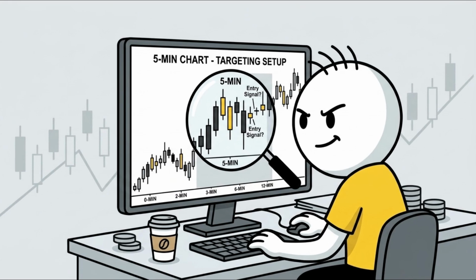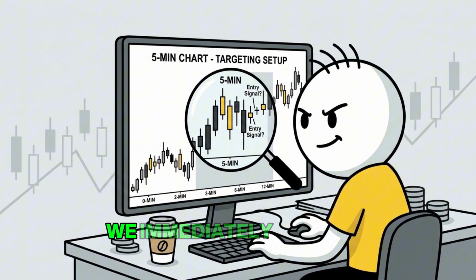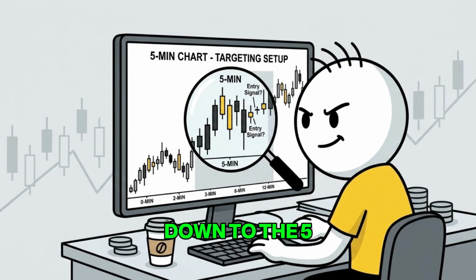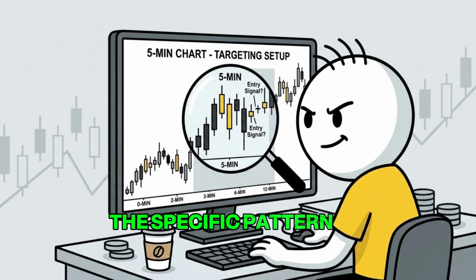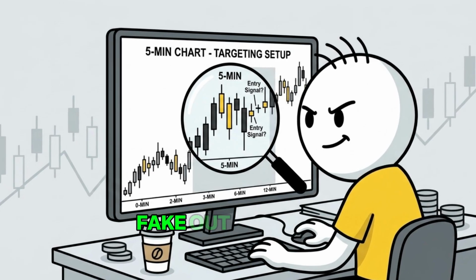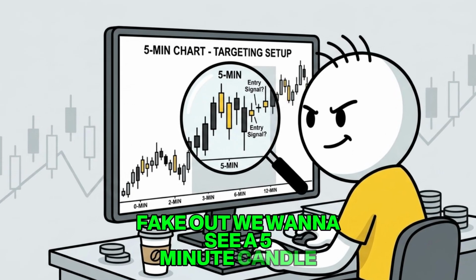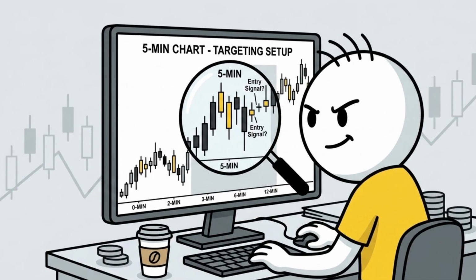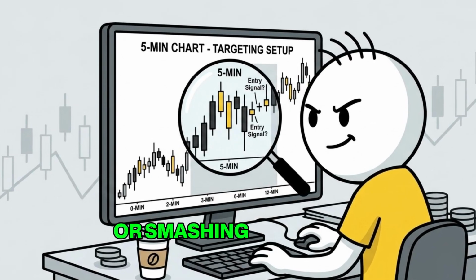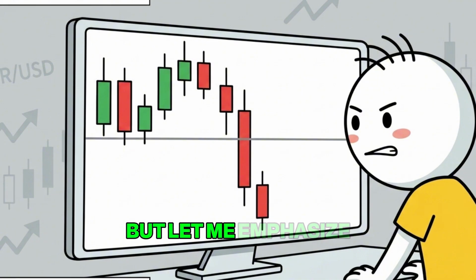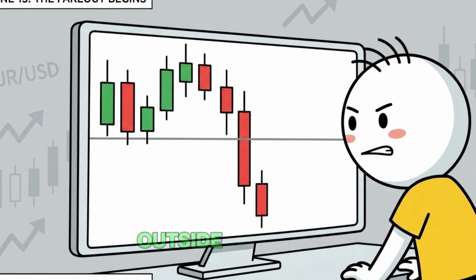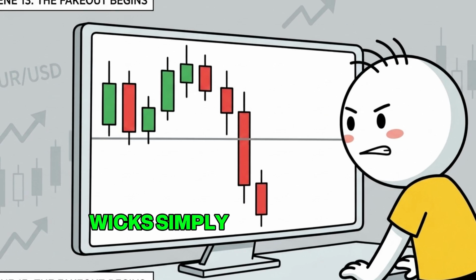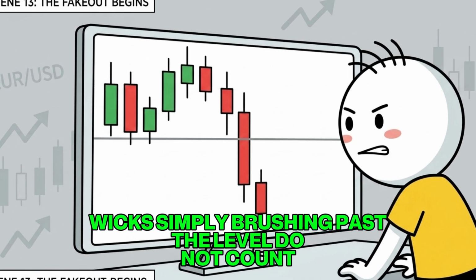Step 2. Once our macro boundaries are set, we immediately drop all the way down to the 5-minute time frame to hunt for our execution setups. The specific pattern we are waiting for is a classic fakeout. We want to see a 5-minute candle drive outside of our marked range, either breaking above the range high or smashing below the range low. But let me emphasize a golden rule here. The candle must print a full body close outside of the line. Wicks simply brushing past the level do not count.